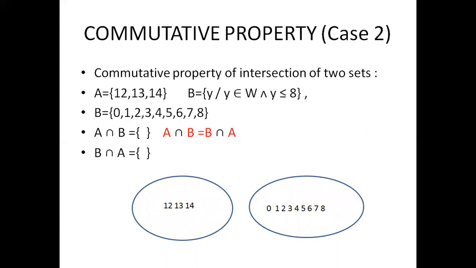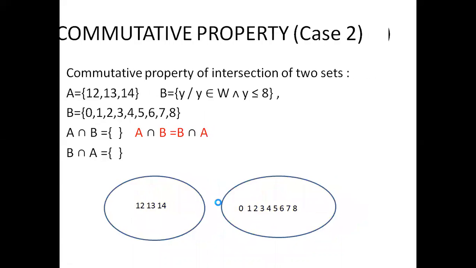Next, A intersection B. Why is it the null set? Because there is nothing common between these two. A intersection B is equal to B intersection A because both the answers are showing the null set. And in case of null set, there is no shading. Next.